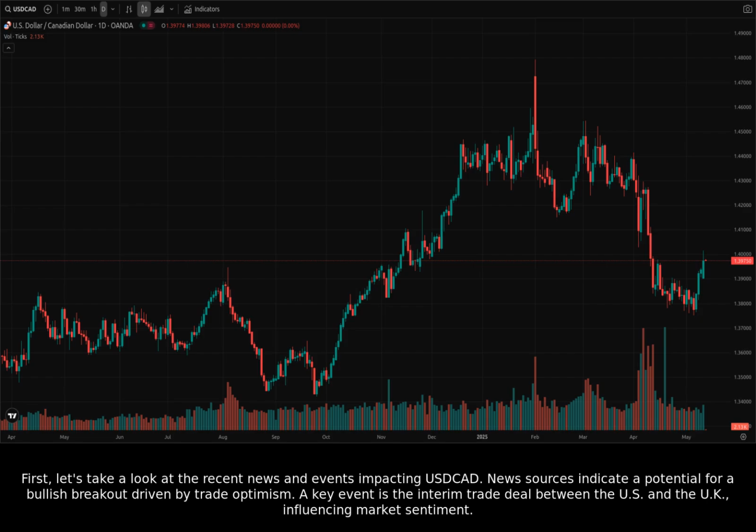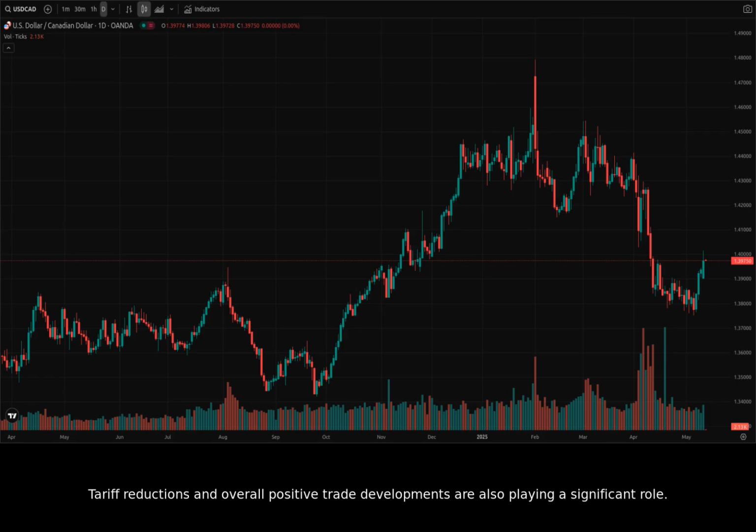News sources indicate a potential for a bullish breakout driven by trade optimism. A key event is the interim trade deal between the US and the UK, influencing market sentiment. Tariff reductions and overall positive trade developments are also playing a significant role.